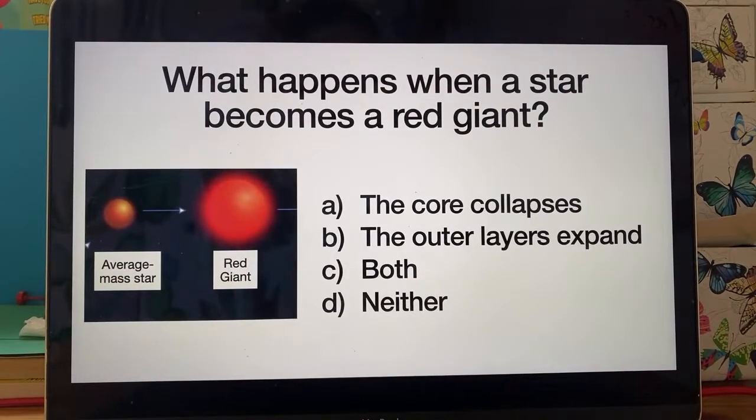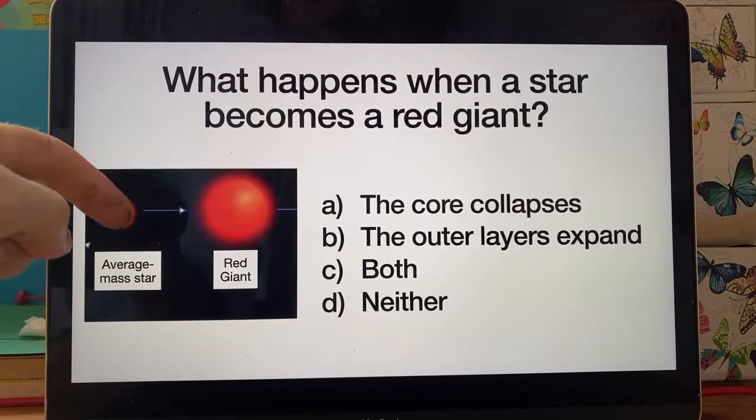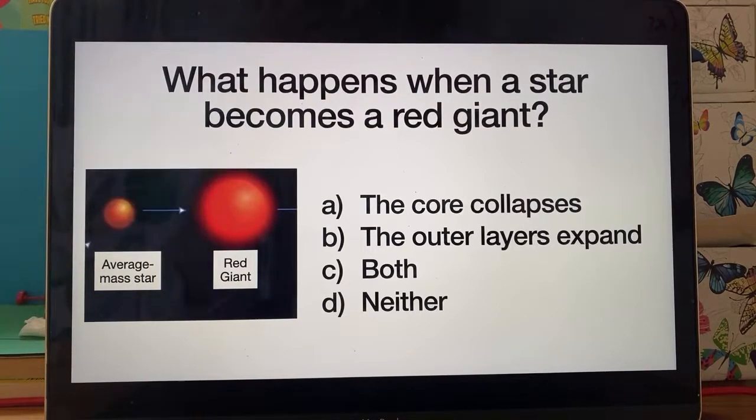What happens when a star becomes a red giant? What a brutal question. How are you supposed to remember that? What happens when a star becomes a red giant? So what's going to happen to our sun? Just an average mass star. What's going to happen to it to make it turn into a red giant? Is it A, the core collapses? Is it B, the outer layers expand? Is it C, both those things? Or is it D, neither of those things?